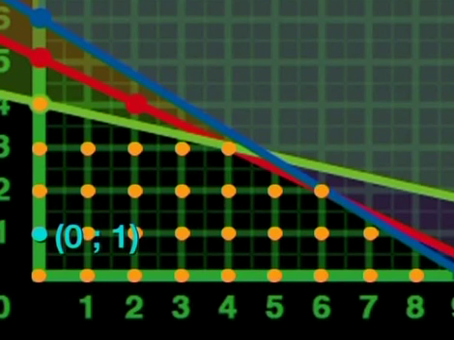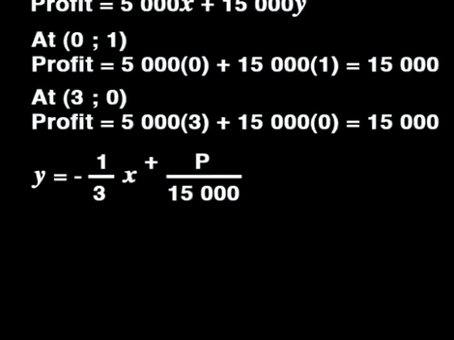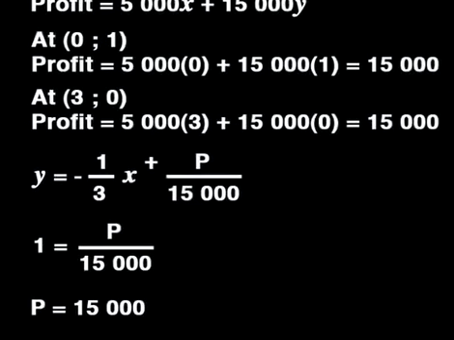Look at this point 0, 1. It is the y-intercept, so if we look at the equation again, we saw that P divided by 15,000 is the y-intercept. So 1 equals P divided by 15,000. So I get P equals 15,000.